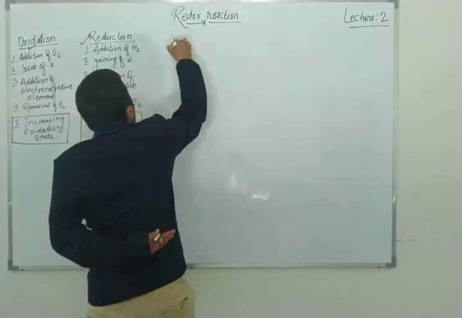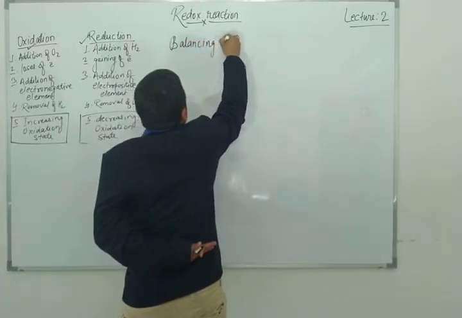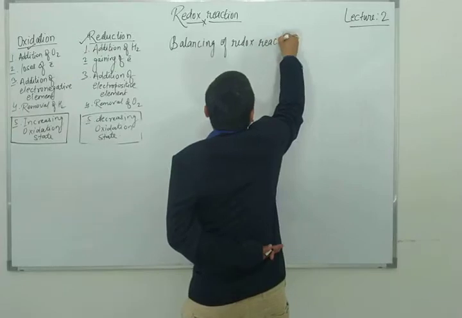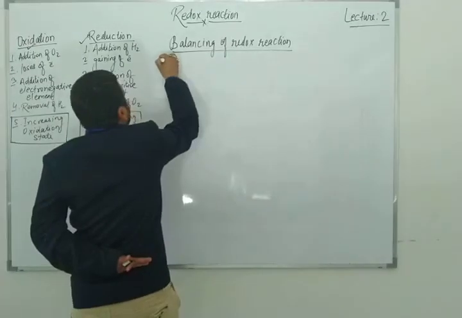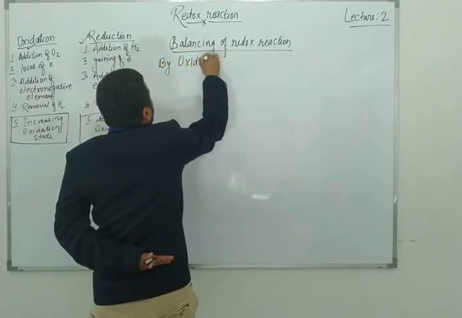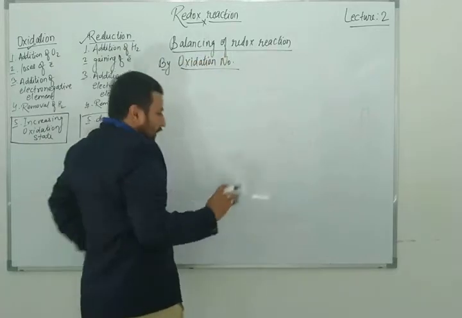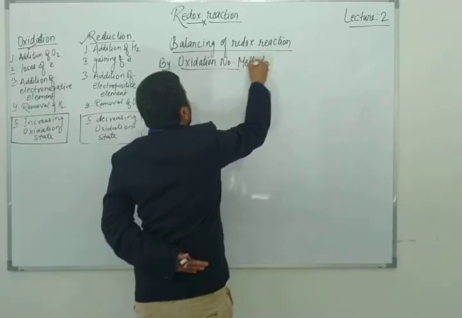Balancing of redox reaction. By which method? Oxidation number method. Oxidation number means oxidation state only. By the oxidation number method, there are some steps.